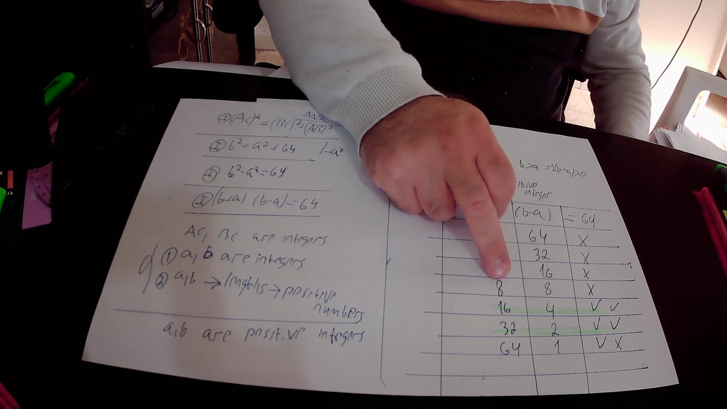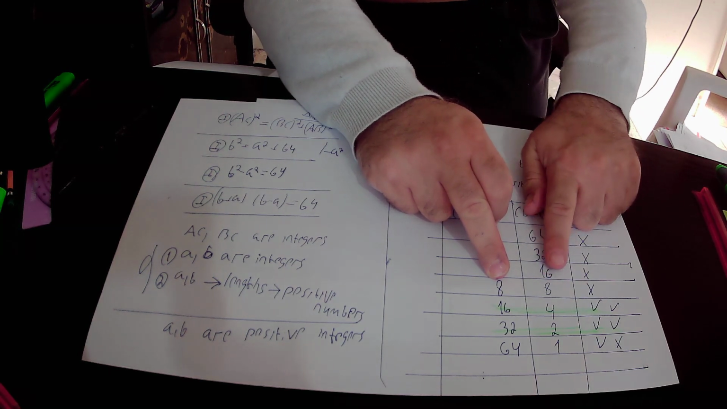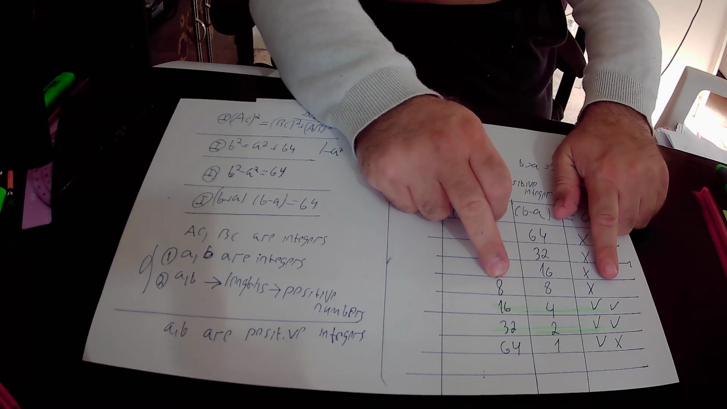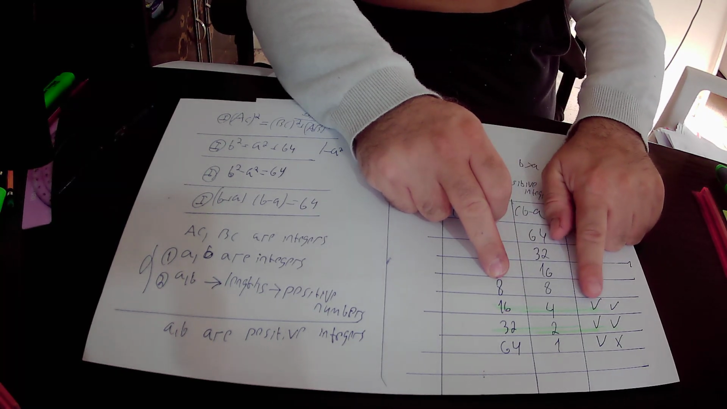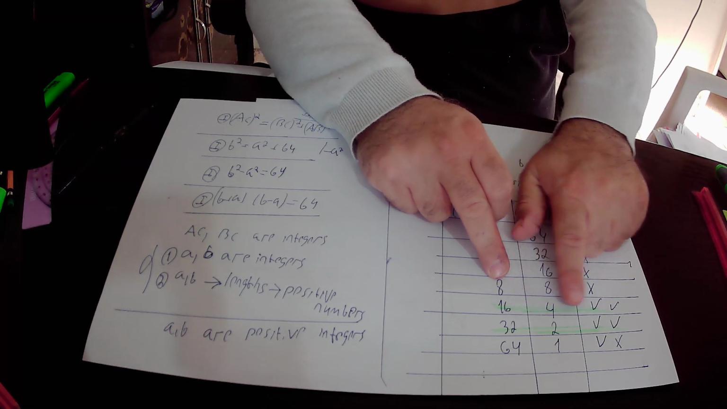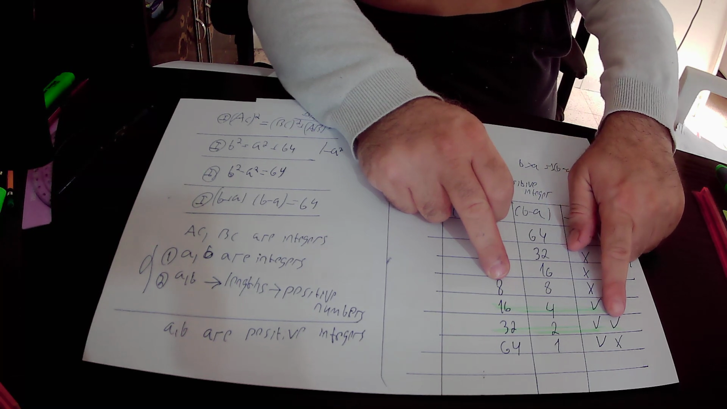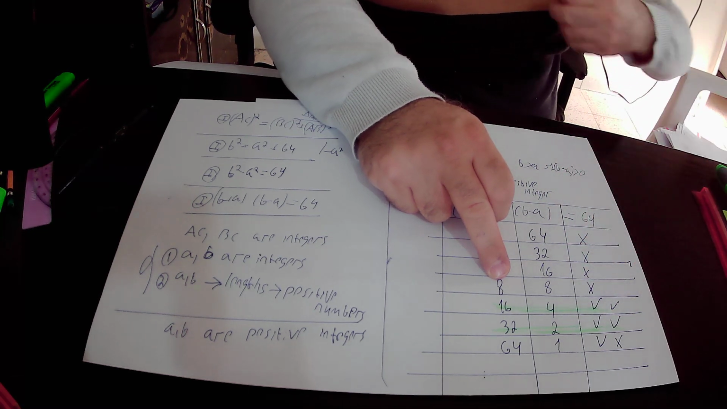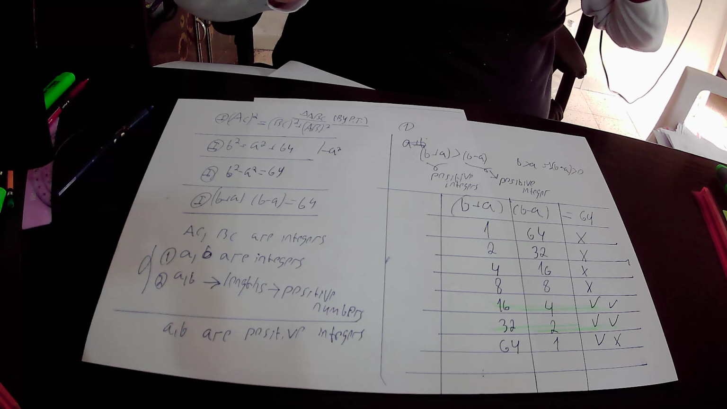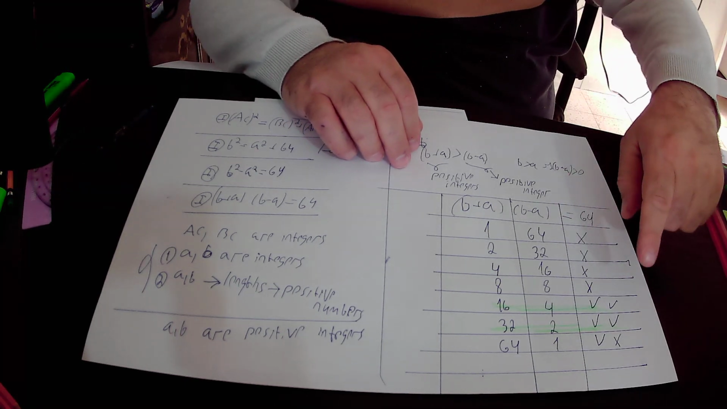So here 16 plus 4 is 20, and 20 is an even number, so this possibility is a good possibility. 32 plus 2 is 34. 34 is an even number, therefore this possibility is a good possibility. But 64 plus 1 is 65. And 65 is an odd number. It is not an even number. Therefore, this is not a good possibility because when you add the two numbers together, you must get an even number, and 65 is an odd number. So this is not a good possibility.